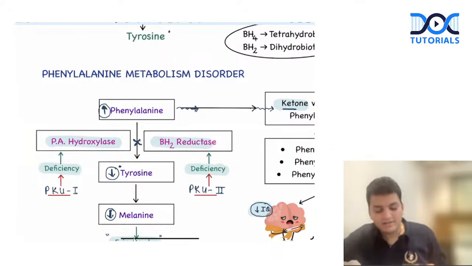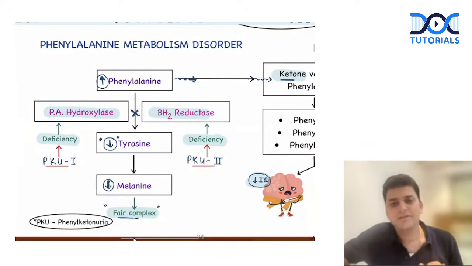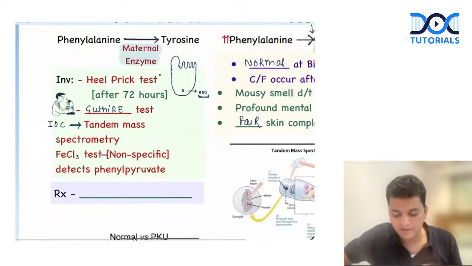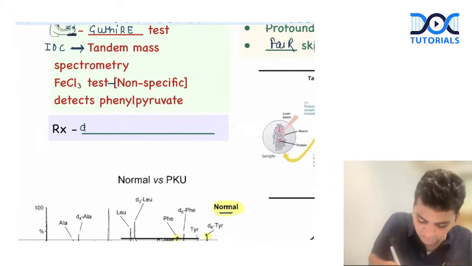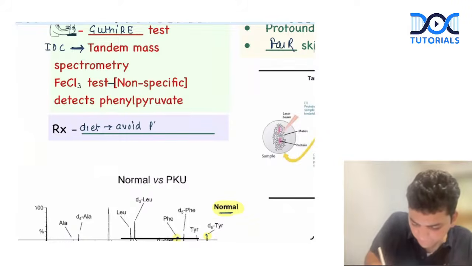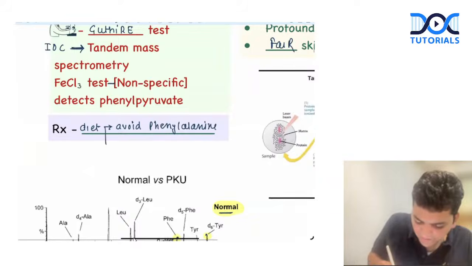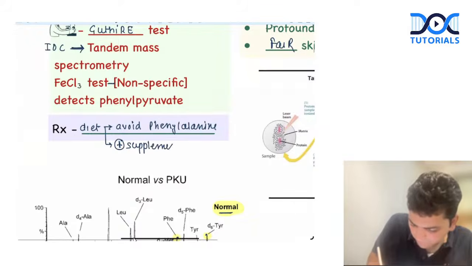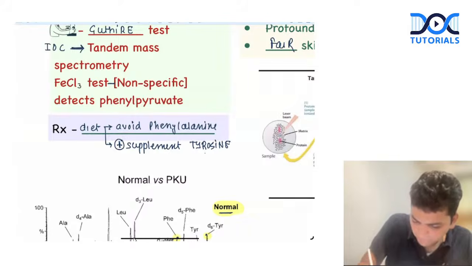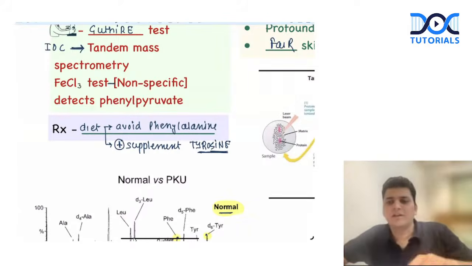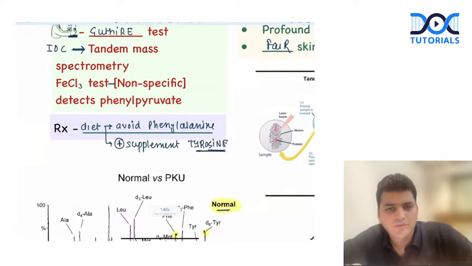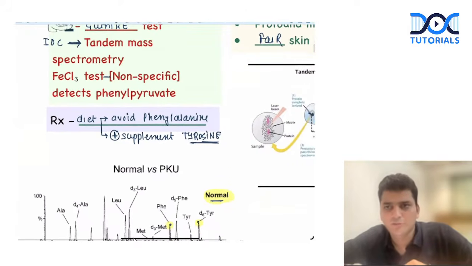Plus, this child is having less tyrosine, so we have to give tyrosine supplement. So we have to give a formula feed, avoiding phenylalanine in the diet. We need to avoid phenylalanine in the diet, and we need to supplement tyrosine in the diet. Right? This is phenylketonuria.